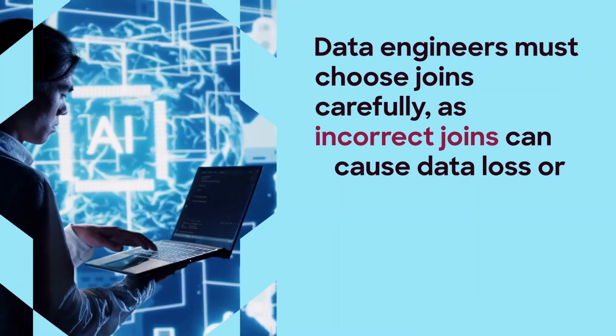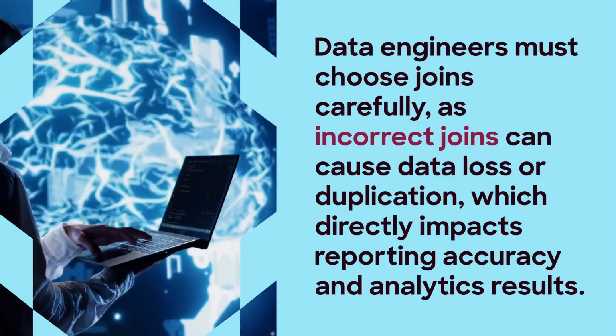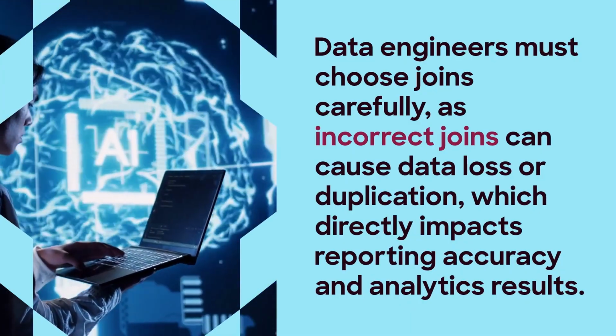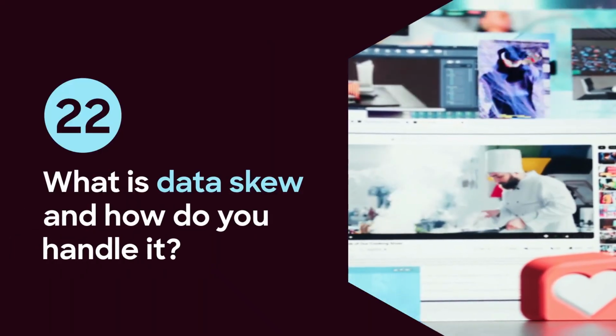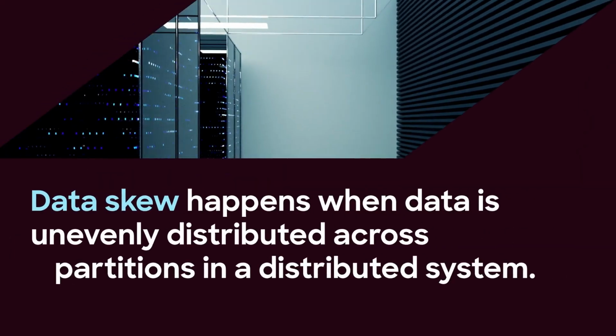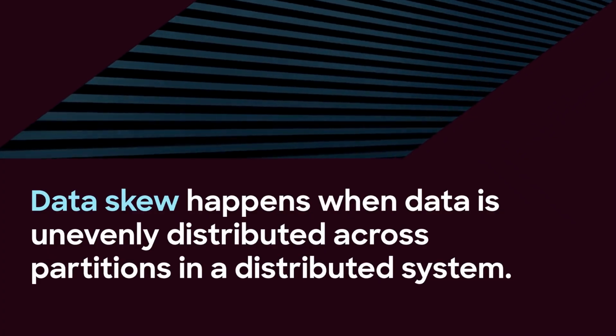Data engineers must choose joins carefully, as incorrect joins can cause data loss or duplication, which directly impacts reporting accuracy and analytics results. 22. What is data skew, and how do you handle it? Data skew happens when data is unevenly distributed across partitions in a distributed system.